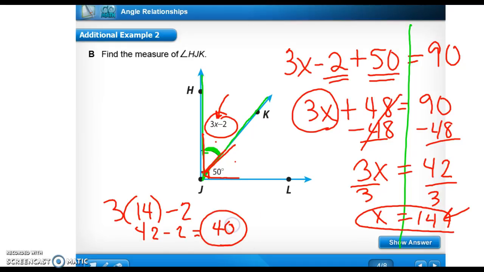So double check that. Do those add up to 90? Yes, if this is 40, and this is 50, 40 plus 50 is 90, so that works. So there's my answer.